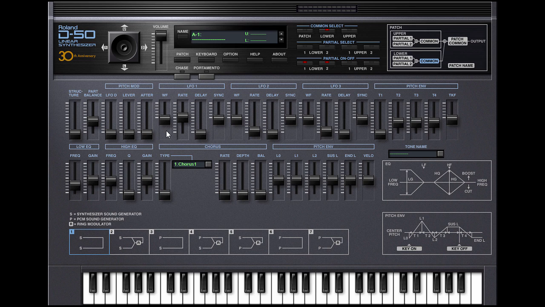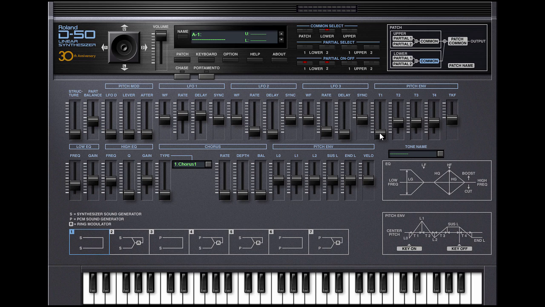LFO 1, 2 and 3 have 4 waveforms that you can choose from. Here we have the triangle, the saw, the square one, and the random. We can also select the rate, or you can delay the signal. You can also synchronize the LFO cycle to the keyboard. This sync can occur depending on the mode selected, when all keys have been selected, or when a new key is played. The pitch envelope is not your typical ADSR envelope.